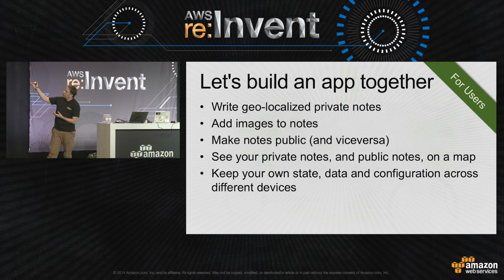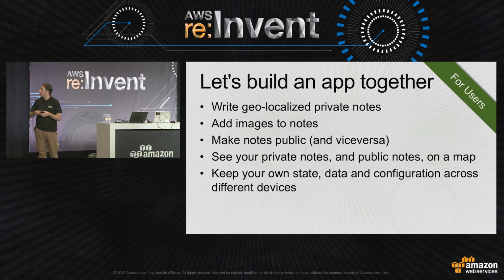So this is the view of the application from the user's perspective. The user will be able to write some private notes that will be geolocalized, so you can geolocalize them on a map. You can add images to a note that can help you maybe remember something. And if you want, you can make these notes public so that everybody can see them. Otherwise, they're just private for your own usage. So you see these private notes and these public notes on a map. I'm using Google Maps here.